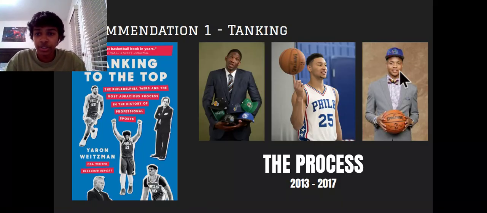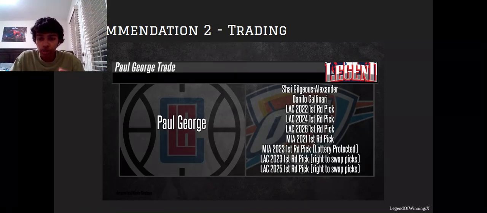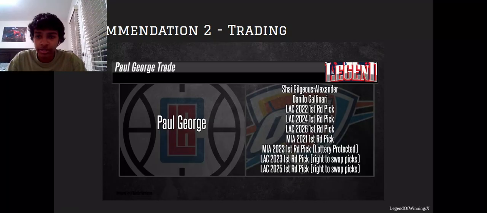The second recommendation I would say is to trade. And this is a screen grab of the 2019 Paul George trade. So what happened was the Oklahoma City Thunder traded Paul George. He was a spectacular player. He was at the peak of his prime. He was 27 years old, and they traded him to the LA Clippers for Shai Gilgeous-Alexander, Danilo Gallinari, and multiple picks.